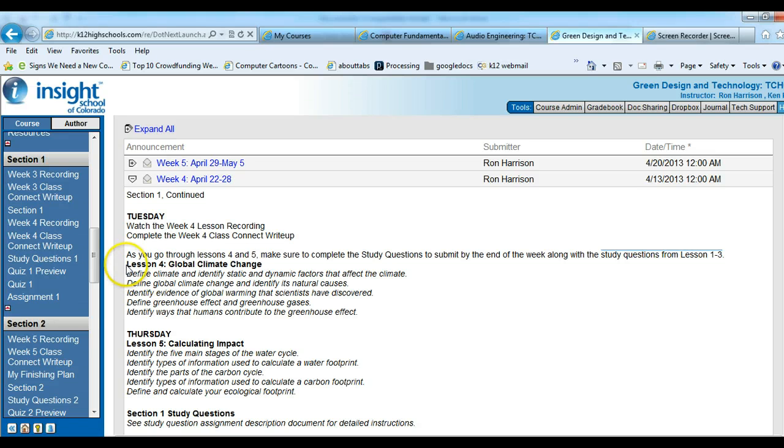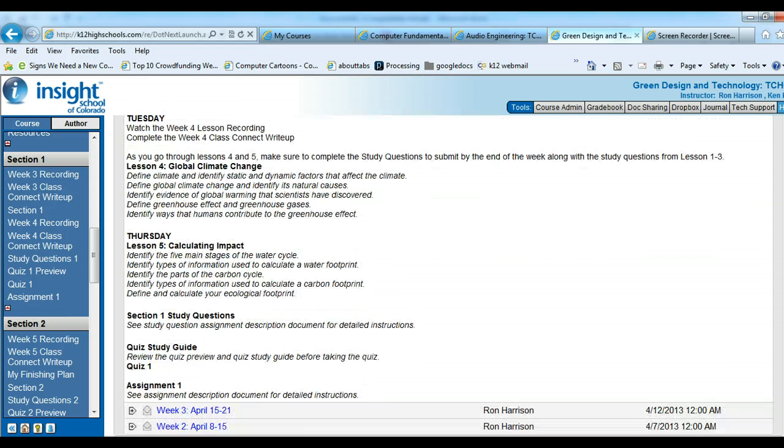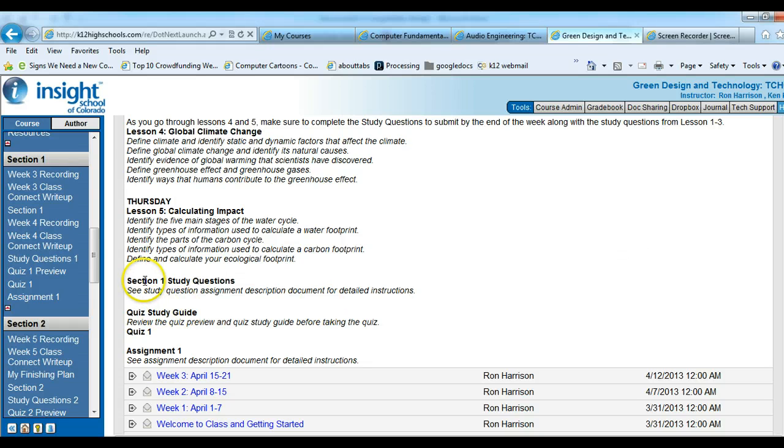So the topics for this week in lesson 4, we're going to talk about global climate change. Lesson 5, we talk about calculating your impact on the Earth. And finally, you have the study questions you'll do, the quiz, and of course make sure you look at the quiz preview that I post, and then you have the assignment for the week. So that's what you have for week 4.